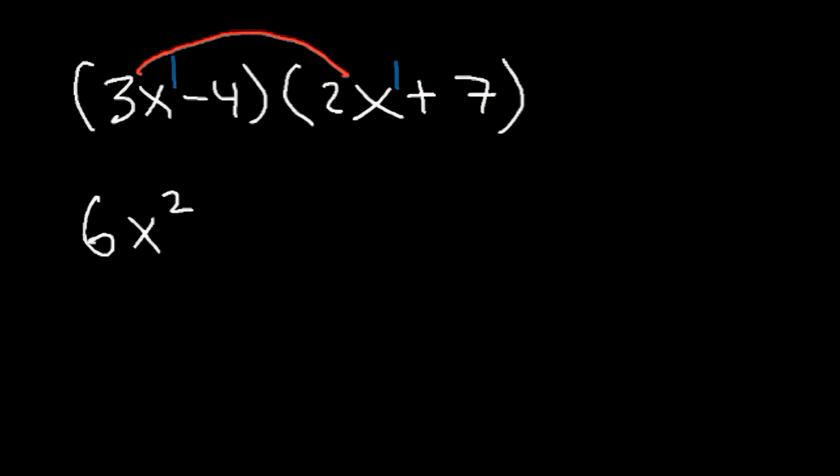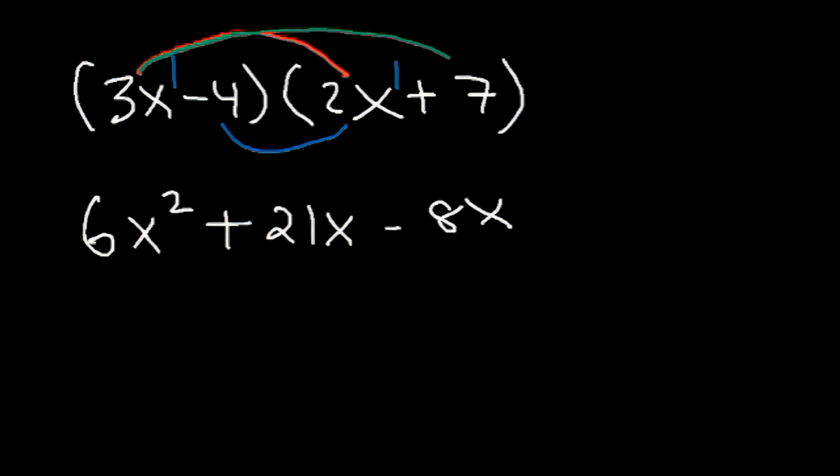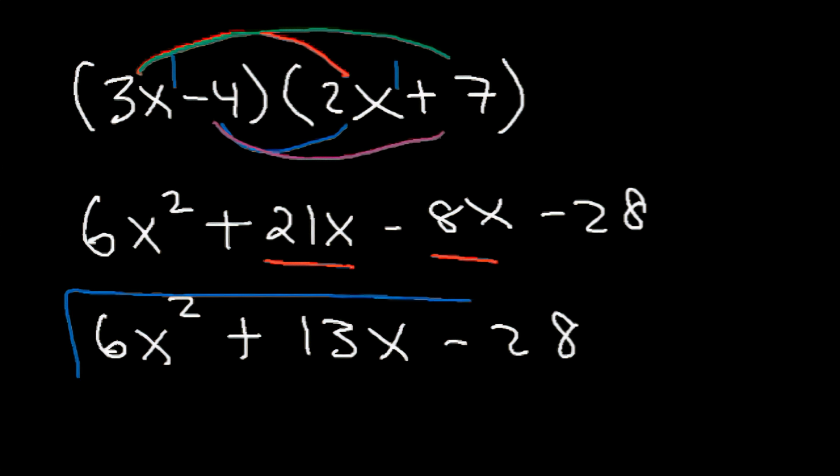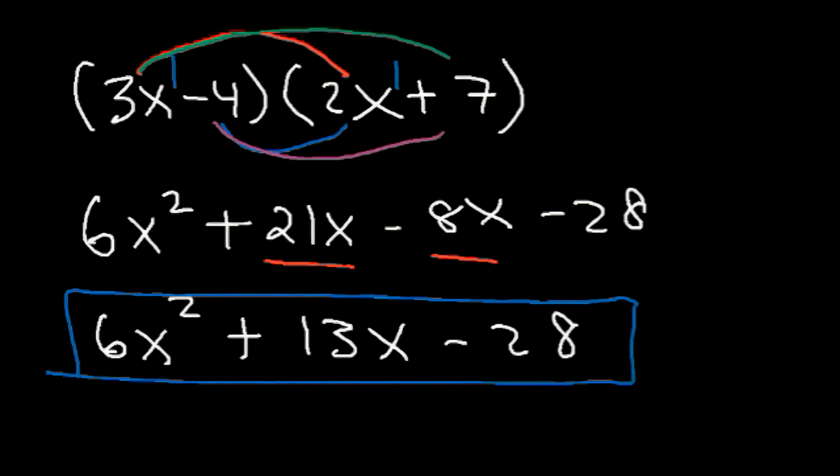So next we need to multiply the 3x by the 7. 3x times 7 is simply 21x. Negative 4 times 2x is negative 8x. And negative 4 times 7, that's going to be negative 28. So now we need to combine like terms. The like terms that we have in this expression are 21x and negative 8x. So what's 21 minus 8? 21 minus 8 is positive 13, or positive 13x. So this is the final answer. That's how you can FOIL two binomial expressions. So the answer is 6x squared plus 13x minus 28.